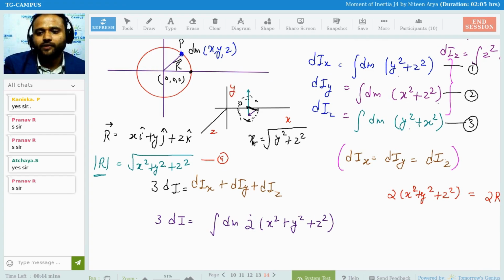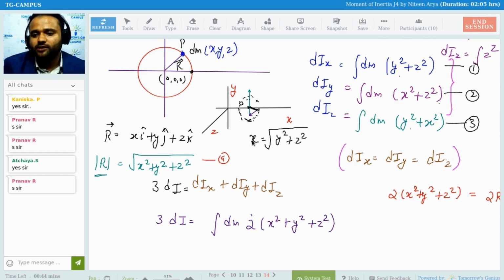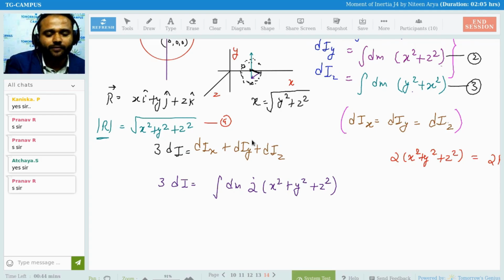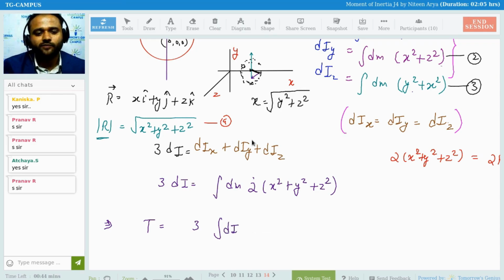When I add all the three equations 1, 2, 3 for dIx, dIy, dIz, I get this. And I know this x square plus y square plus z square is r square, so the sum is 2r square. Now you can easily find that if I want the total moment of inertia, which is I, that is going to be 3 into the integration of dI from 0 to r, or from point 0, 0, 0 to x, y, z, which is a particular point P.